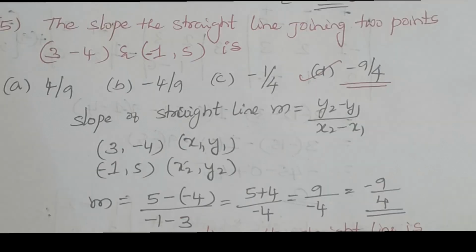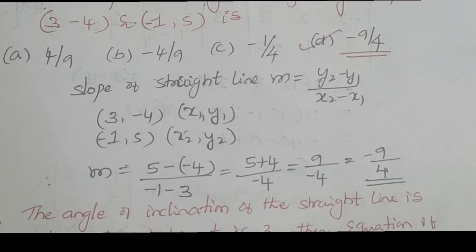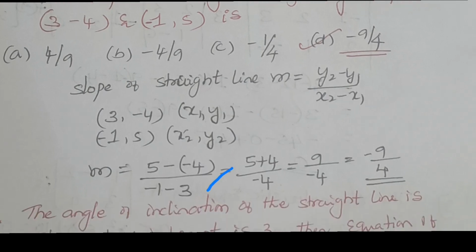Next question, the slope of the straight line joining 2 points is given. The answer is option D, minus 9 by 4. You should know the equation for the slope of a straight line: m is equal to y2 minus y1 by x2 minus x1. Here 2 points are given: 3 comma minus 4 is x1 and y1, minus 1 comma 5 is x2 and y2. Substitute in this equation, and you will get the answer minus 9 by 4.